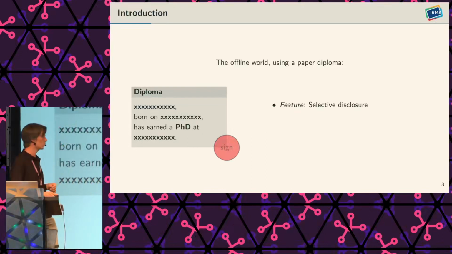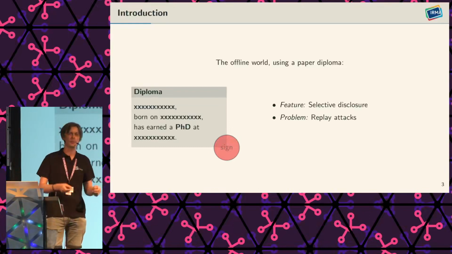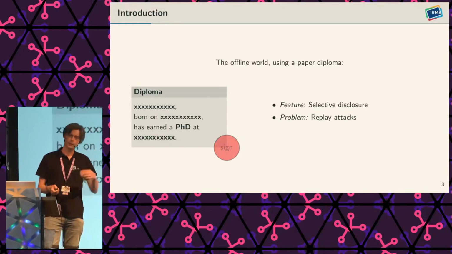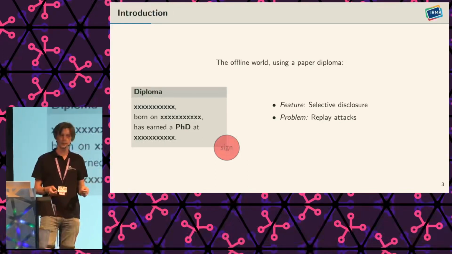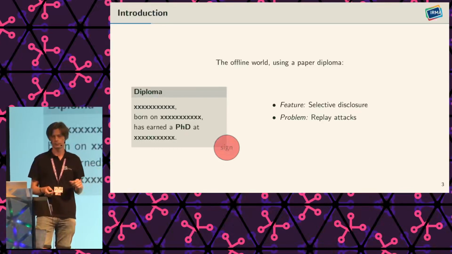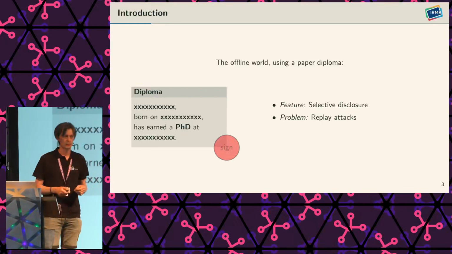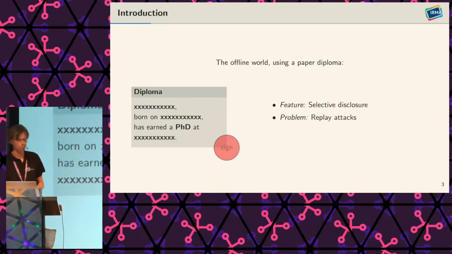So I guess it works, but it also doesn't really, because if I make a paper copy of my own diploma and scratch out some fields and give that to you as my prospective employer, then you have that copy, and you could use it to try to convince others that you in fact have a PhD. So we have a problem of replay attacks here, right? We don't want that in our system. So that's an issue we'll have to try and solve, right?